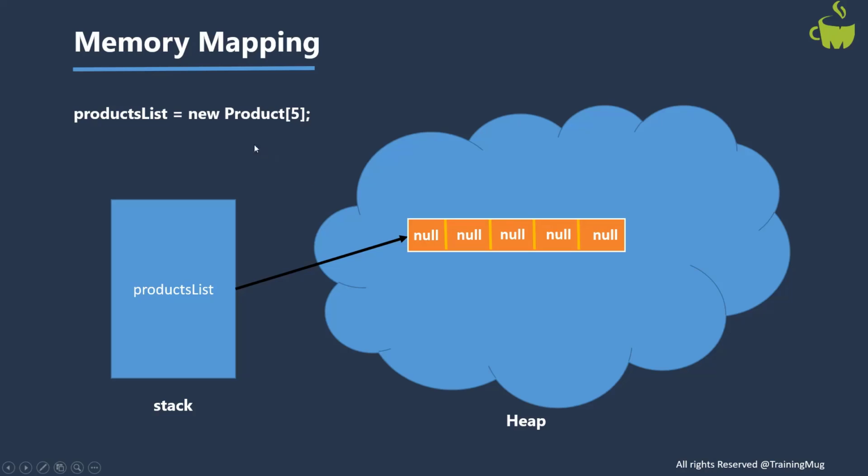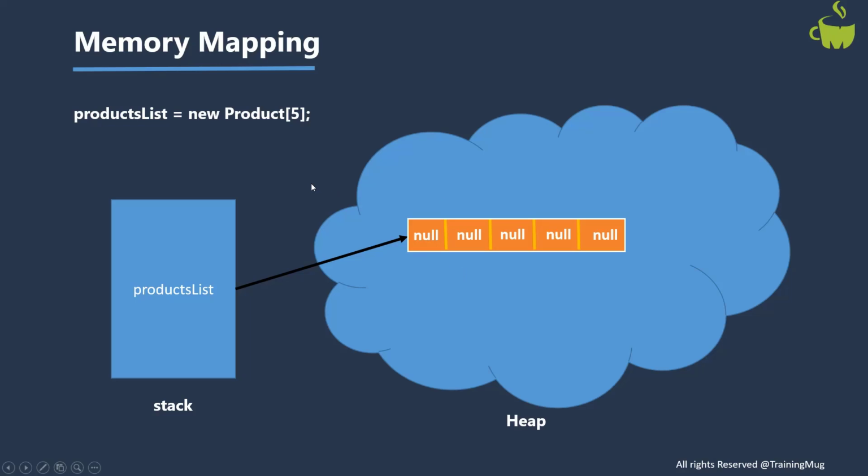So when you're creating a new product of 5, it is going to create an array of 5 elements, but each one of the values is going to be null by default. So it is the program's responsibility to point each and every one of these elements to a product object, based on the declaration of your product class. That is very important.